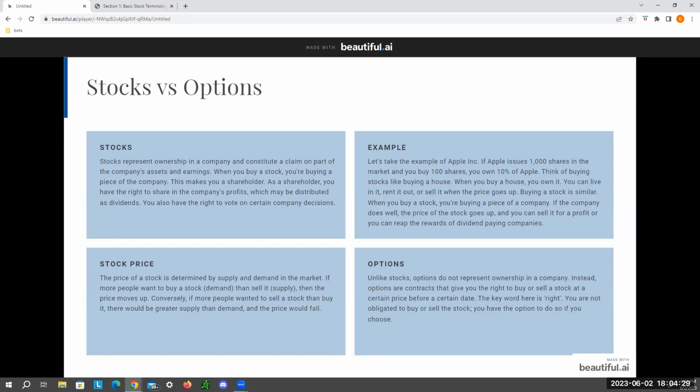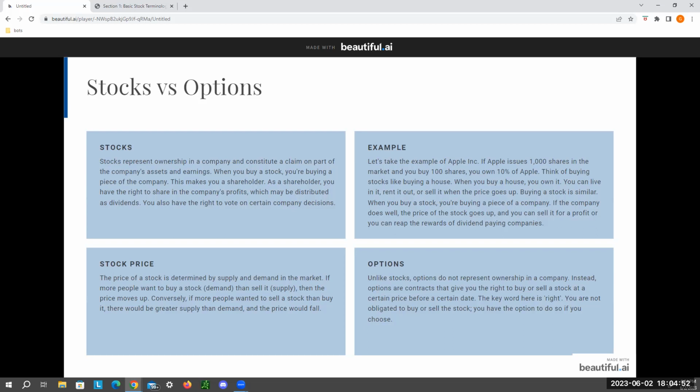For an example, if Apple issues 1,000 shares in the market and you buy 100 shares, you would own 10% of Apple. So think of stocks like buying a house. When you buy a house, you own it. You can live in it, rent it out, sell it when the price goes up. Buying a stock is similar. When you buy stock, you're buying a piece of a company. If the company does well, the price of the stock goes up, and you could sell it for a profit, and you can reap the rewards of dividend-paying companies.